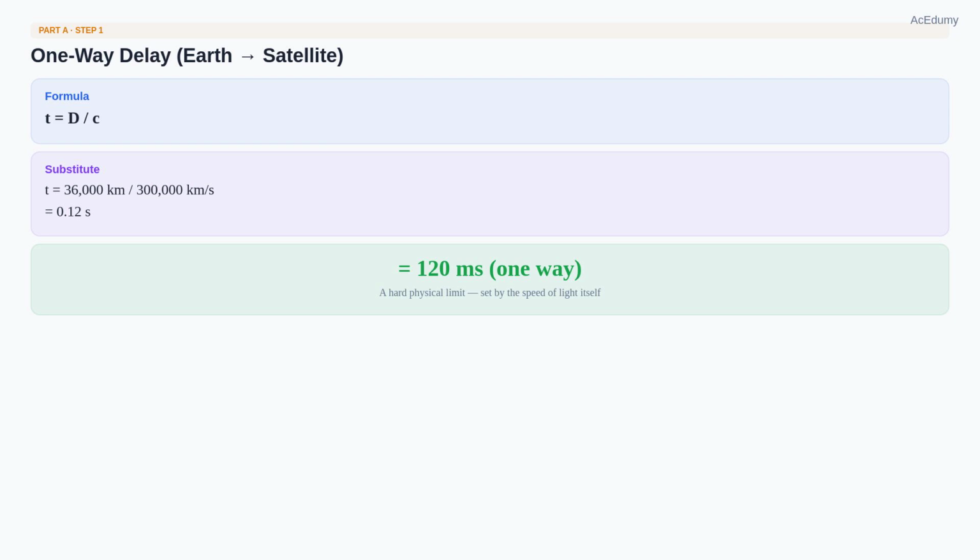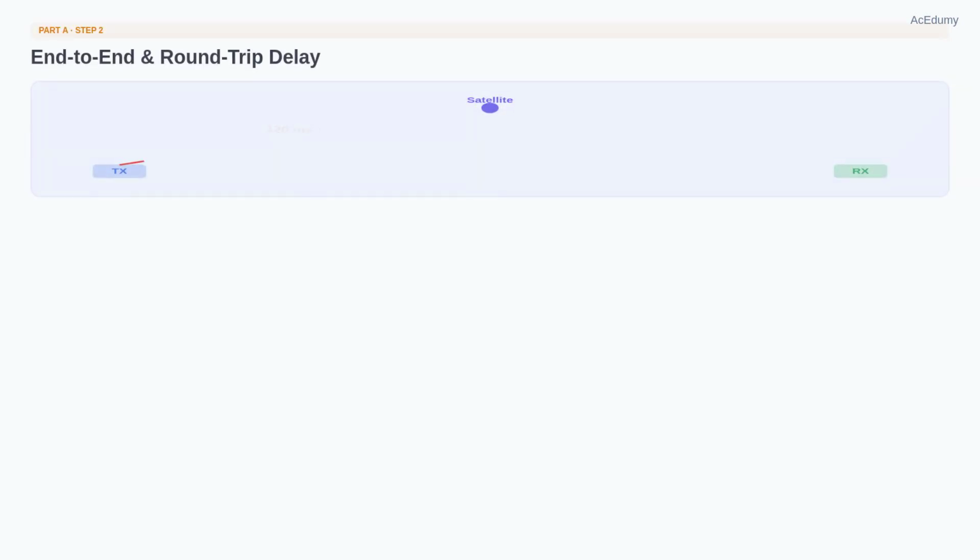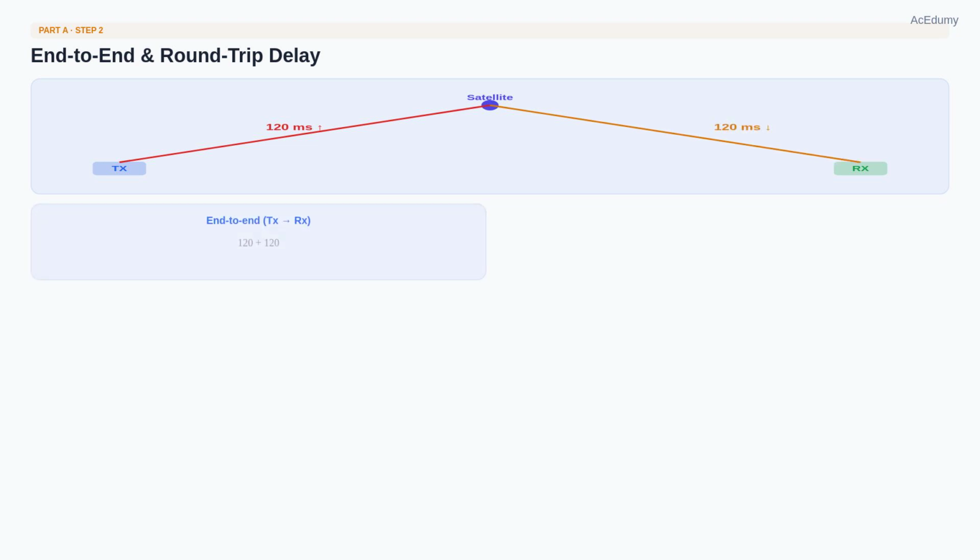This is the time for a radio wave to travel from a ground station up to the satellite. And it is a hard limit set by the speed of light. Nothing we build can beat it. Step 2. End-to-end delay. To get a signal from one Earth station to another, the wave goes up to the satellite, then back down. Up plus down equals 120 plus 120 equals 240 milliseconds.